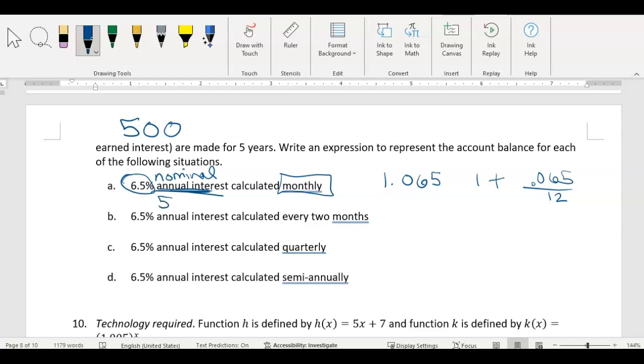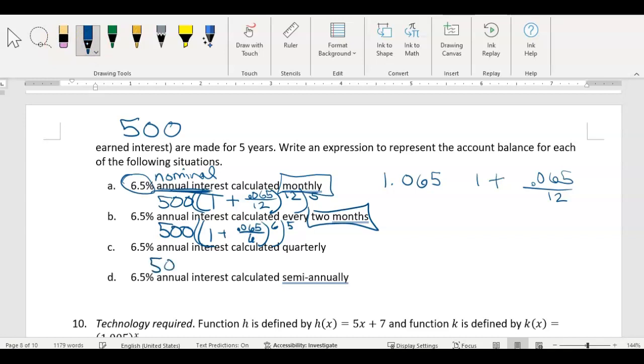So we would write this as 500 times 1 plus 0.065 divided by 12. If you wanted to, you could actually calculate that, but you can leave it as this as well. And then to the power of 12, but also then to the power of 5, because we're doing that for 5 years. The next one then would be 500 times 1 plus 0.065 divided by 6, because every 2 months means 6 times a year. So to the power of 6, and then again to the power of 5 for those years.